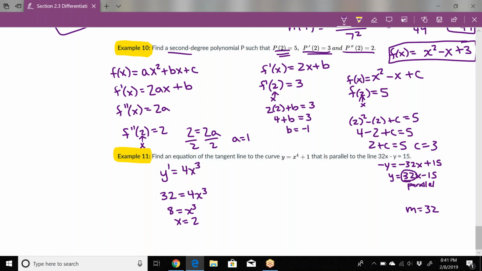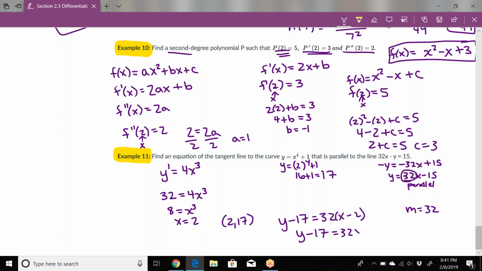So since we were able to solve for x, we should be able to plug it back in and find the appropriate y, but we need to plug it into our actual function that we're finding the tangent line to. So this is 2 to the 4th plus 1. That's 16 plus 1, which is 17. So I'm using the slope of 32 and the ordered pair (2, 17). So y minus 17 equals 32 times (x minus 2). That's y minus 17 equals 32x minus 64.